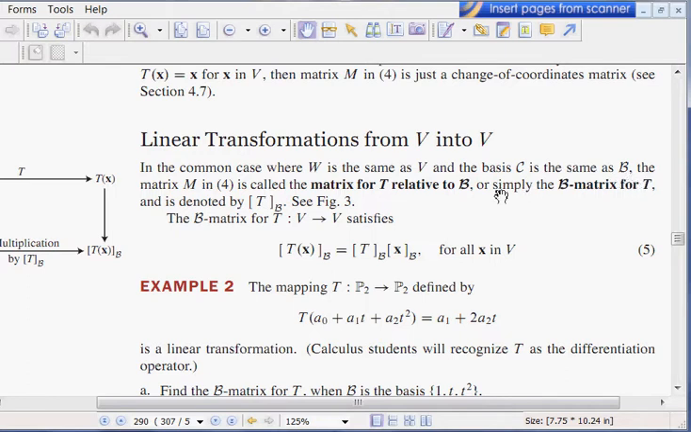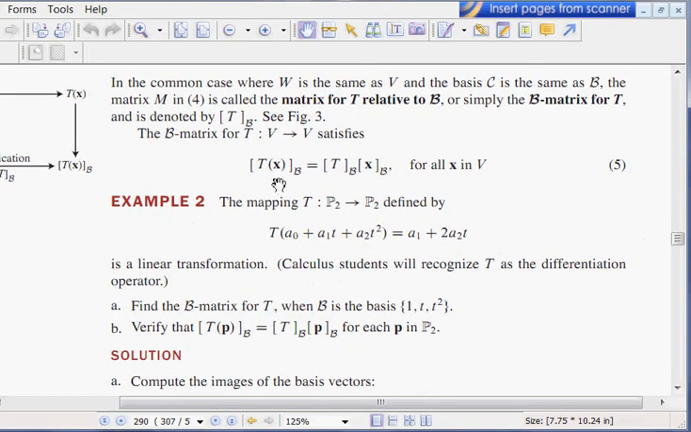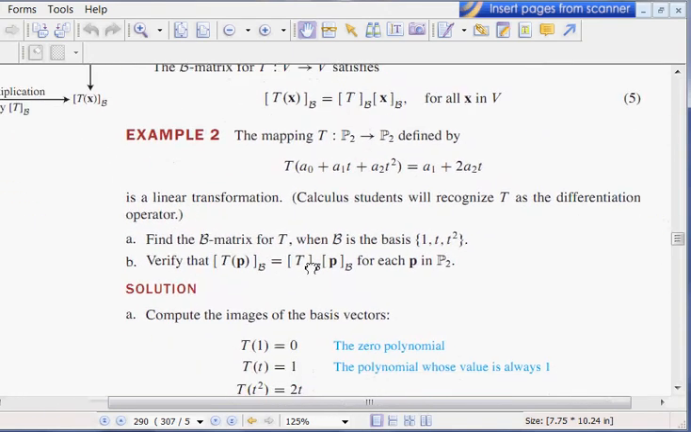And when this case happens, this matrix M has a new notation and a new name. M is now called the matrix for T relative to B, or simply the B-matrix for T, and is denoted in this way. This is the notation that defines the case where W is the same as V. Let's move on to the example.